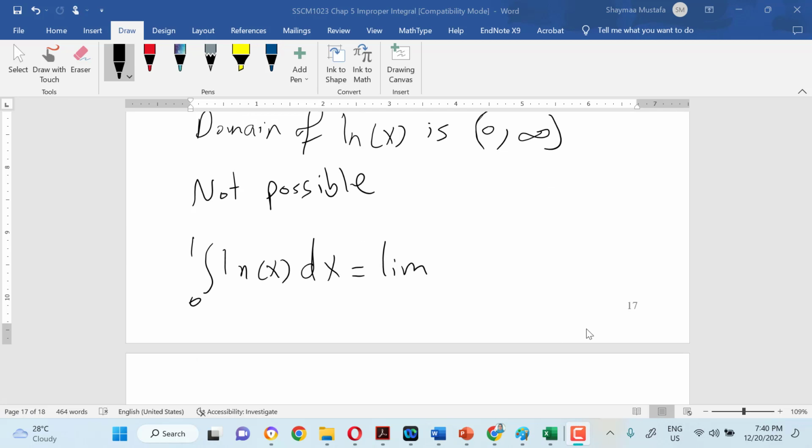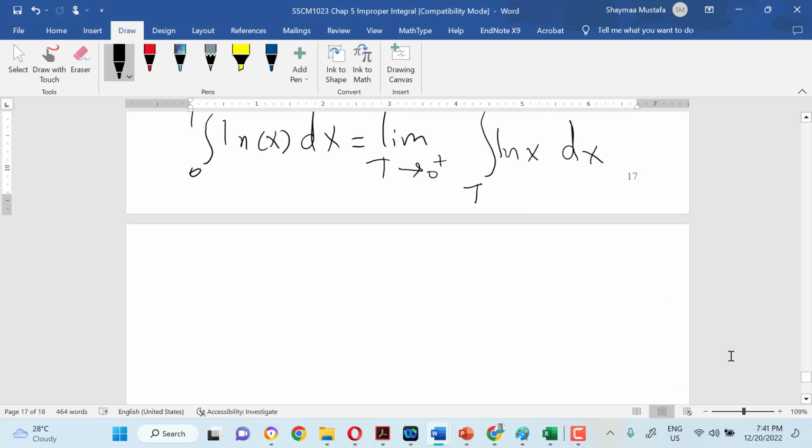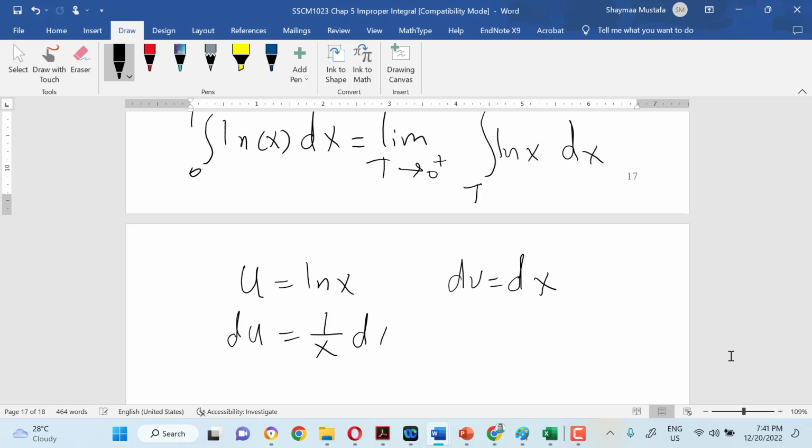So this one will become the limit, since the function is undefined only at 0. So we will take t goes to 0 from the right, integral from t to 1 of ln x dx. Now how do we evaluate the integration of ln x? I will use integration by parts. I will take u is equal to ln x, dv is equal to dx. The derivative of u is du is equal to 1 over x dx, and integrating, v is equal to x.